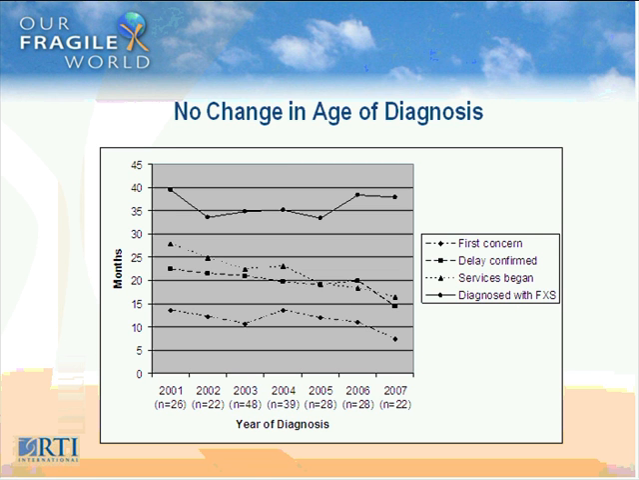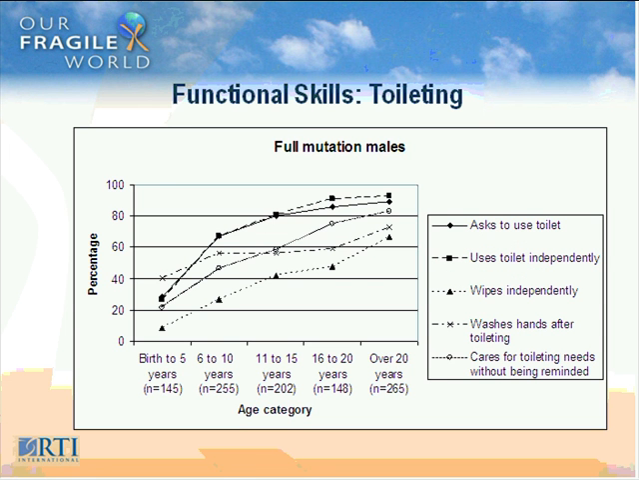It's called No Change in the Age of Diagnosis. And this line at the top shows you the age and month in 2001, 2002, 2003 that children with Fragile X syndrome were diagnosed. And you can see it really staying flat at around 36 months of age. And so this has been really important data for helping the CDC and other agencies think about ways to help promote earlier identification. This is an example of some of the functional skills data.